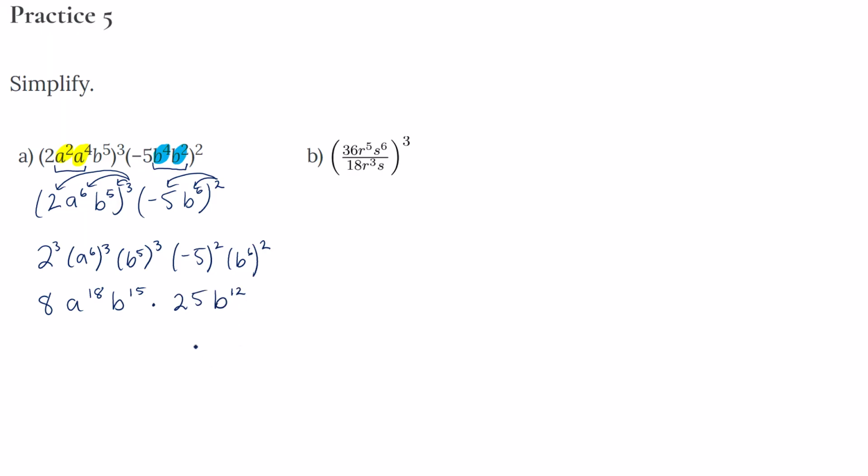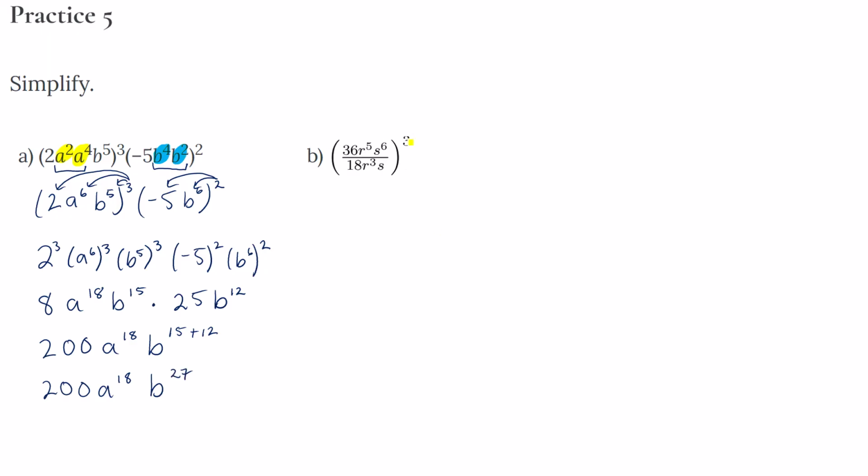And now let's go ahead and put any last things together. 8 times 25 comes out to 200, a^18. And then we can still put these powers with a base of b together. 15 plus 12, b^(15 plus 12) is b^27.